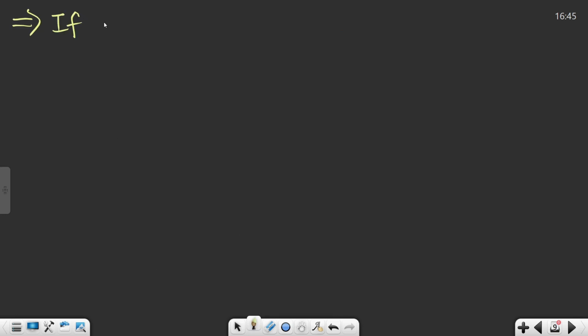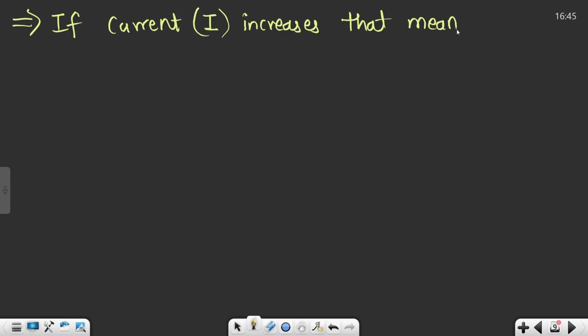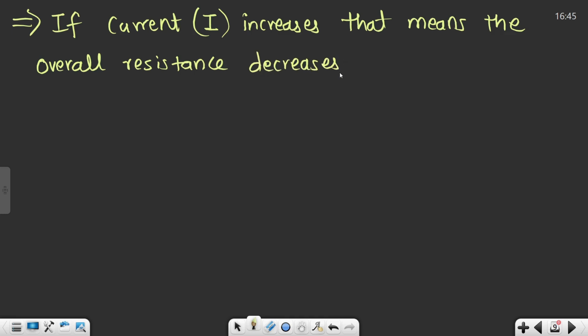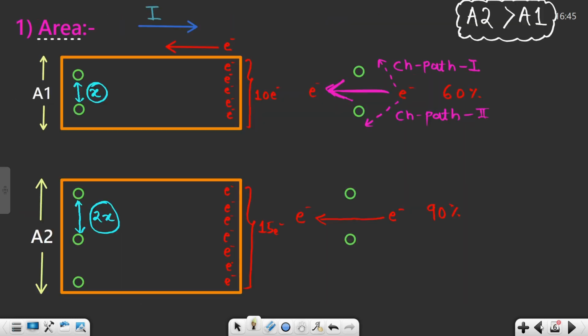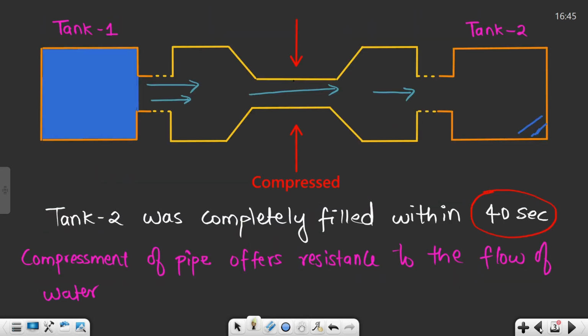So if I say that my current I is increasing, that means the overall resistance decreases, right? If you could remember this particular analogy which we saw, that's the reason why I actually explained you this particular analogy, right?